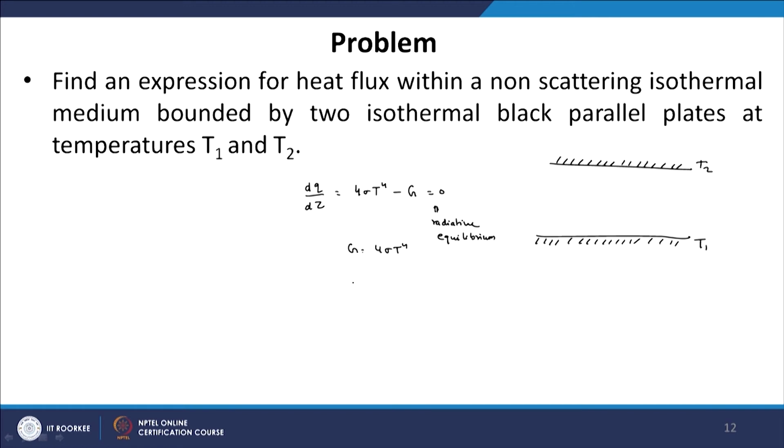Now, the second equation, dg by d tau is equal to minus 3 times q. Now, substituting, from this we get g is equal to minus 3 q tau plus some constant c, and this value is simply 4 sigma T power 4. So, basically we get q is equal to c minus 4 sigma T power 4 upon 3 tau. So, this is the expression for the radiative heat flux.